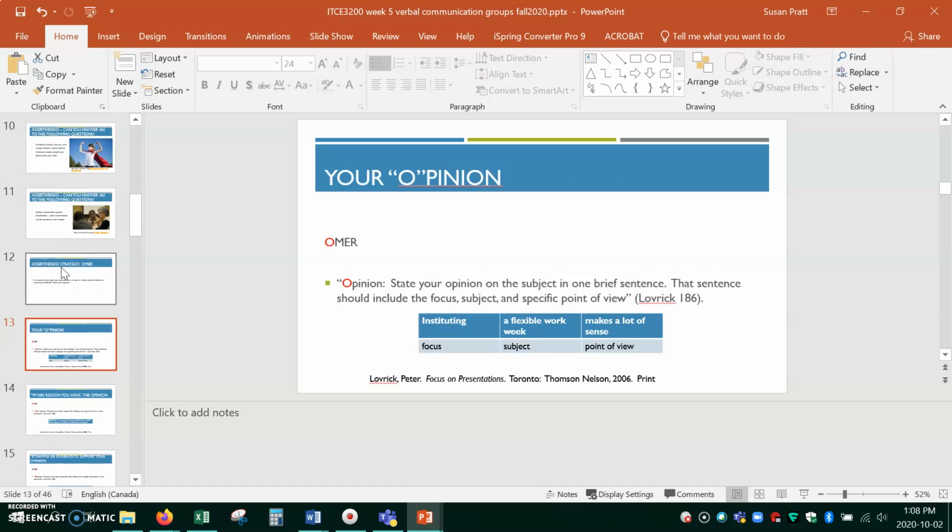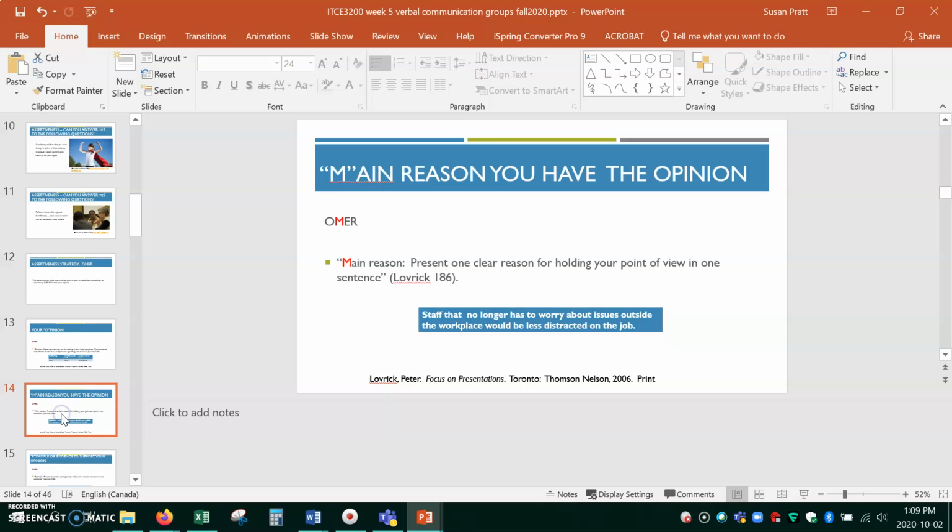Okay, so read through on the screen how you do this. The O stands for begin by stating your opinion clearly. You know how I feel about the word clear and communication. So your sentence should say, what is the focus? What do you want done? What is the action? And what is it that you care about? And what's your opinion on it? So in this example, it's instituting a flexible work week makes a lot of sense. So the person's opinion is flexible work weeks are good and we should do it. That's what they want to happen.